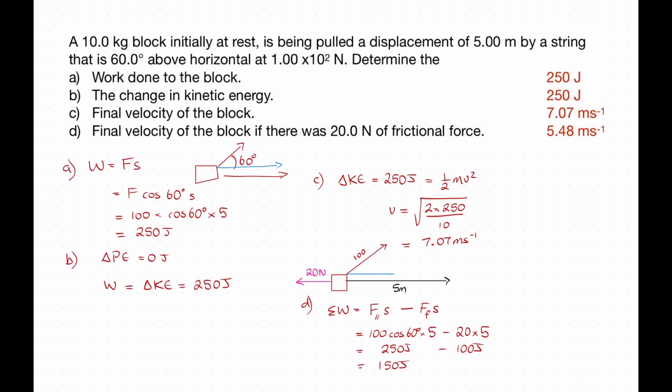Therefore, our change in velocity is going to be found using the same formula as above. So our change in kinetic energy is going to be equal to half mv squared. Our v is then going to be equal to the square root of 2 times the change in the kinetic energy divided by the mass, which is then equal to the square root of 2 times the 150 joules divided by 10, which should come out as being 5.48 meters per second.